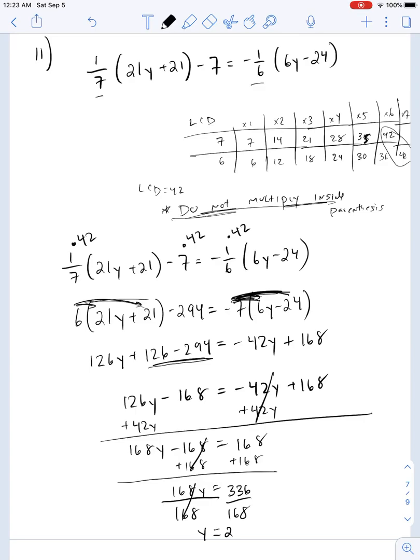So really nice examples from homework 1.1. And if you have further questions, by all means email me or just schedule a one-on-one.